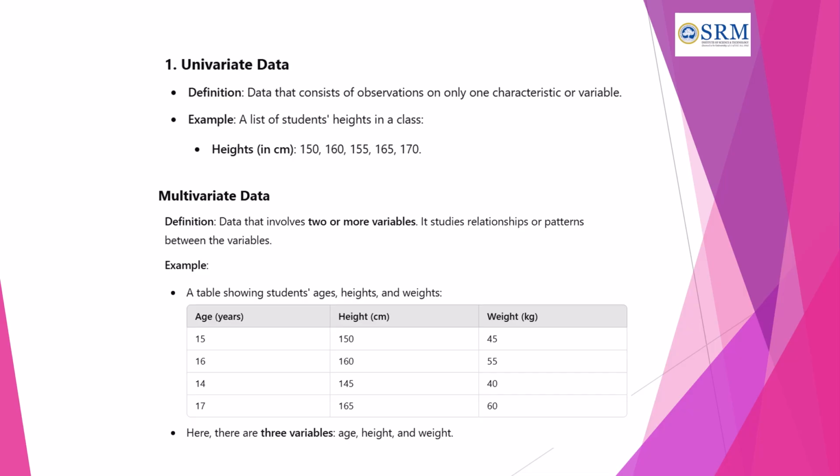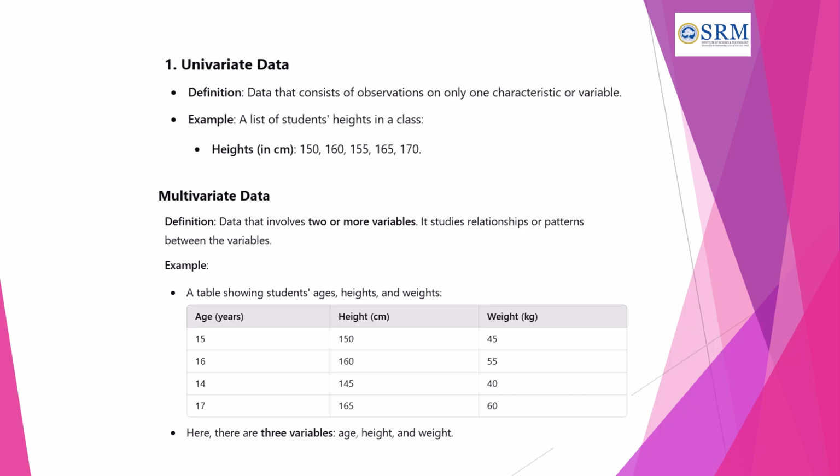So a list like 150, 160, 155, 165, 170 in centimeters is univariate because it only tells us about one thing, the student's heights. This kind of data helps us to understand patterns or trends related to that one variable.